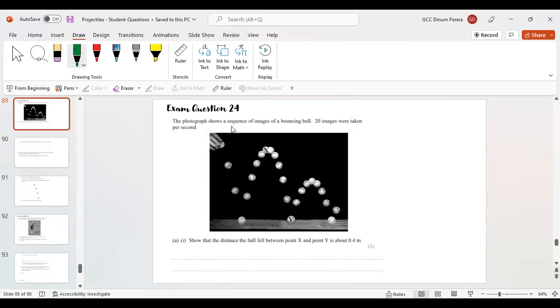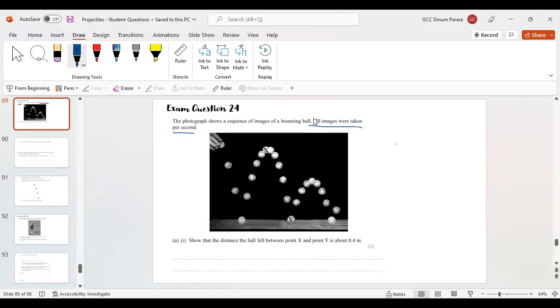The photograph shows a sequence of images of a bouncing ball. 20 images were taken per second. This is very important. 20 images were taken per second. Show that the distance the ball fell between X and Y is about 0.4 meters. Right, how can we do that? The only information that we have is that 20 images were taken per 1 second.